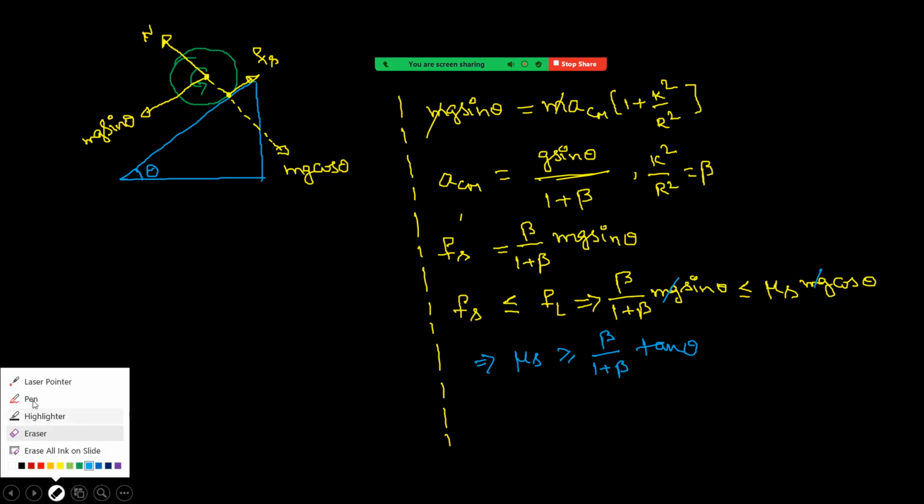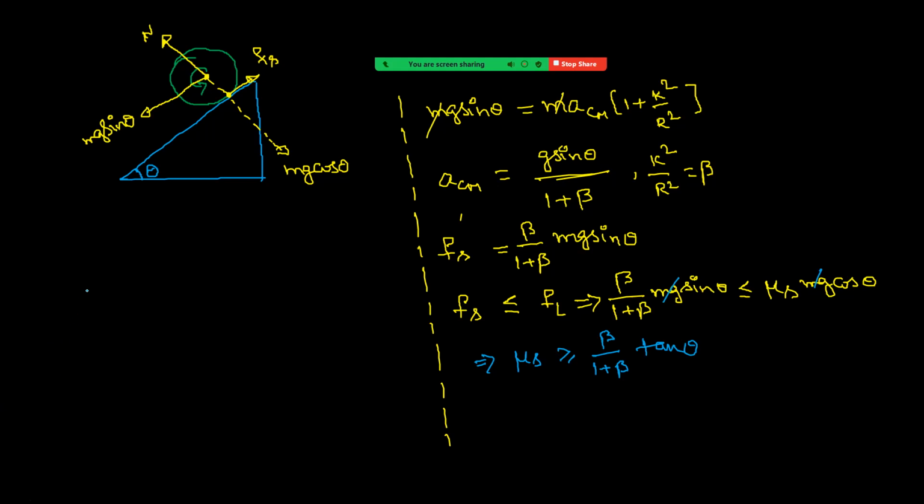Suppose the question is given like this: releasing solid sphere, disk, hollow sphere, and ring. Okay. These four bodies are released on the top of the inclined plane, released from rest. Okay. Now the question is, which body will reach the bottom of the incline in less time? Which body is reaching the bottom of the incline in less time?